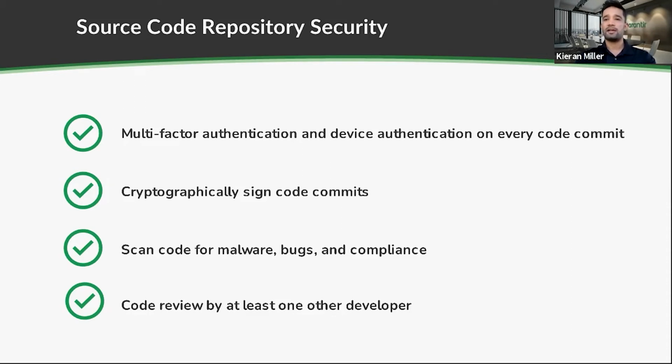And so there's a few things that you need to do. You want to protect it with security controls, MFA, device auth, that kind of thing. You want to cryptographically sign your code commits. Scanning for malware and bugs, we just showed that in the previous video. And then you want to do code reviews as well. We're not going to talk about code reviews today, not because it's not important, it's actually really important, and especially important if you want to avoid insider threats and things like that.